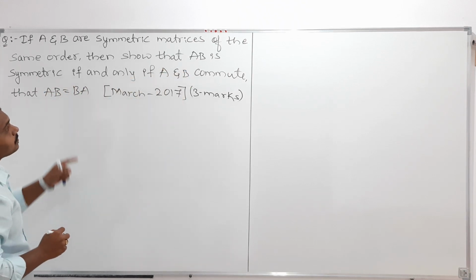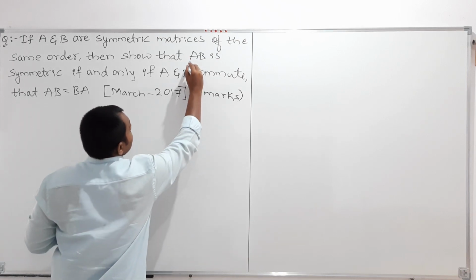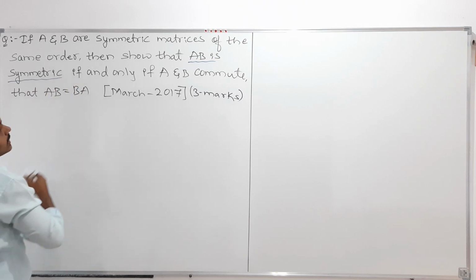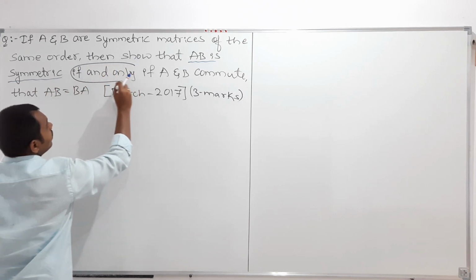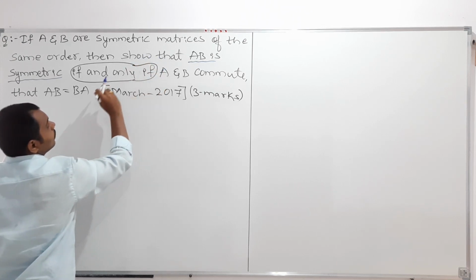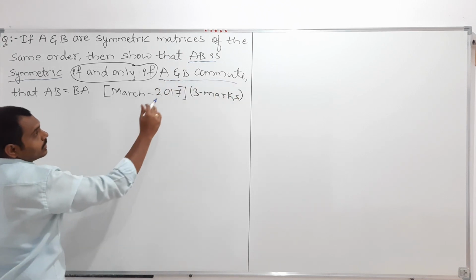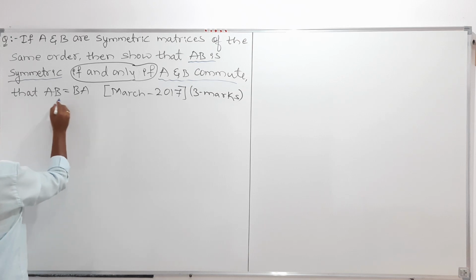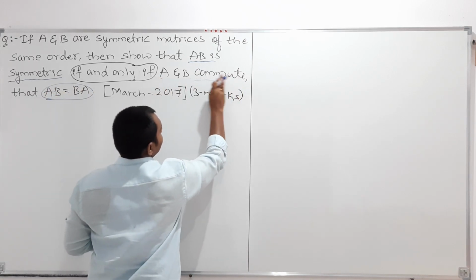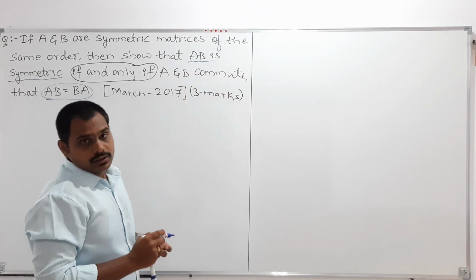My dear students, we should show that AB is symmetric if and only if A and B commute. They told us the if and only if condition. A and B commute means AB is equal to BA. Clear? So my dear students, there are two statements in the given question or theorem.